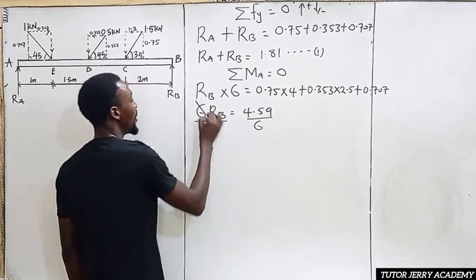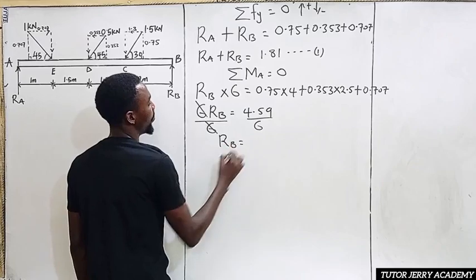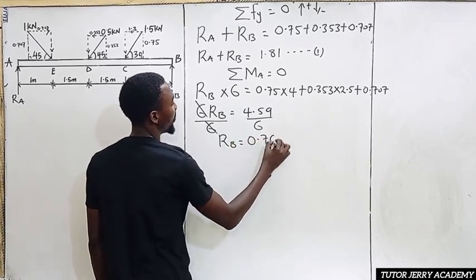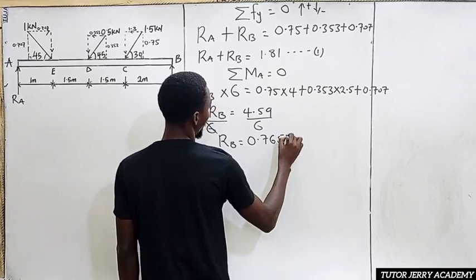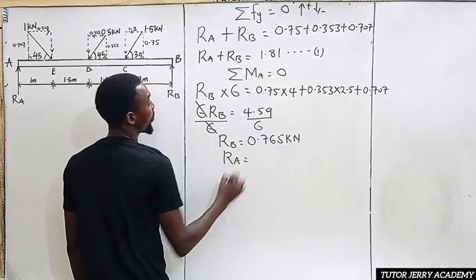So if we divide both sides by 6, our reaction at B will be equal to what? 0.765, and this is going to be in kilonewton. All right, so our RA now will be equal to what?